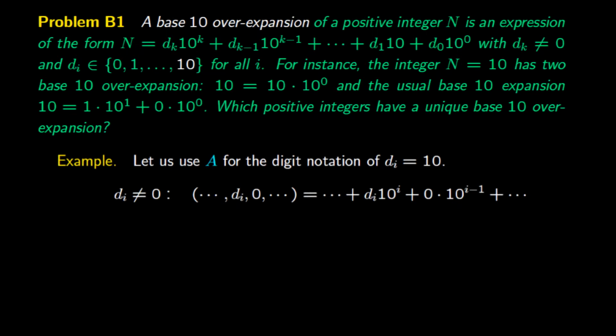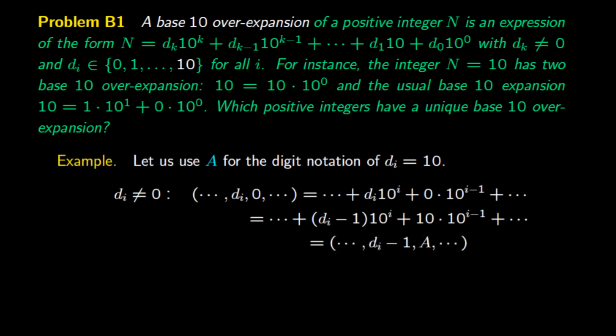From left to right, if we have a non-zero digit d_i followed by 0, we can always come up with a different over expansion. Since d_i is at least 1, we can use one copy of 10 to the i, and write it as 10 times 10 to the i minus 1. And this will occupy the place of 0 times 10 to the i minus 1. So the two new digits are d_i minus 1 and A. The pairs of two digits are different, while they represent the same numbers.